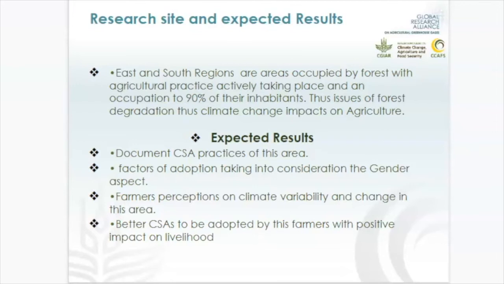Now, we'll have data at the end on climate smart practices practiced in this area. We also have data on the factors limiting the adoption of these practices, not leaving out the gender aspect. We also have information on their perception on climate variability, because the way I perceive climate is not the same way somebody from another place will perceive climate. I might be perceiving it in my area, and that person is not perceiving it yet in their area. We'll also have information on those practices that will impact them positively and those that will impact them negatively. So at the end, we'll be able to propose to them which one to adopt and which one is not advisable.